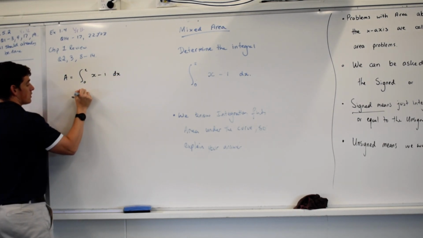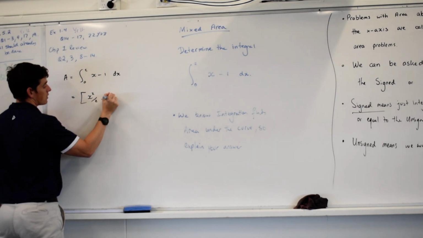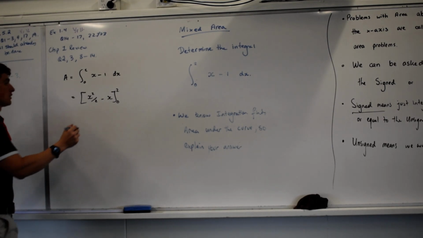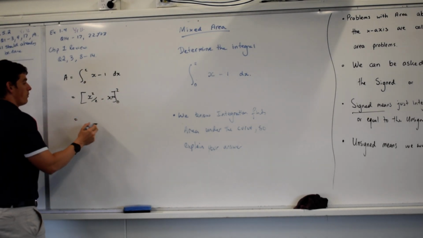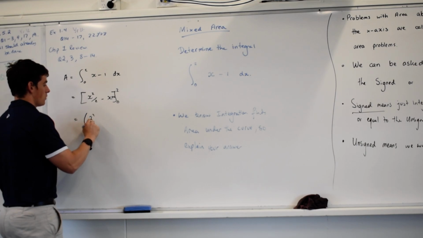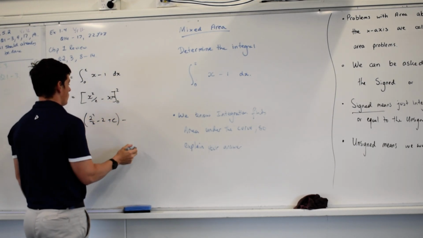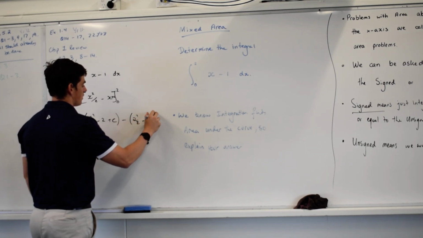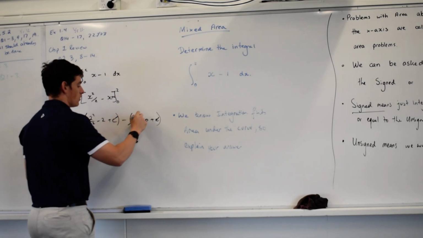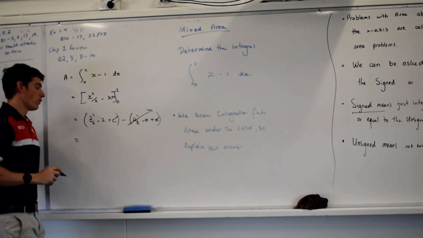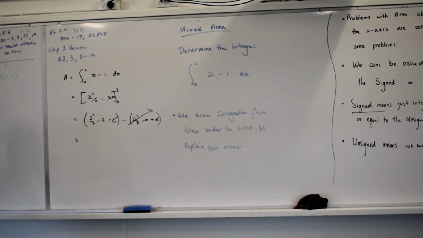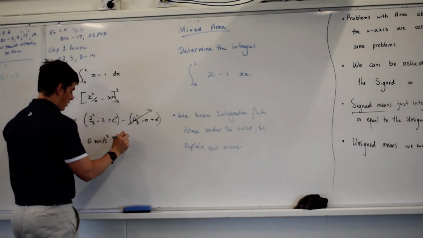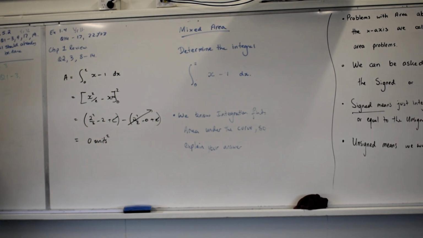So I go through my process, x squared over 2 minus x, from 0 to 2, plus c. And then I sub in my values, so I should have 2 squared over 2 minus 2 plus c minus 0 squared over 2 minus 0 plus c. Cancel the c's, everything here is gone because of zeros. So I'm left with, what is 2 squared over 2? 2 minus 2 is? Wow, wonder how that happened.